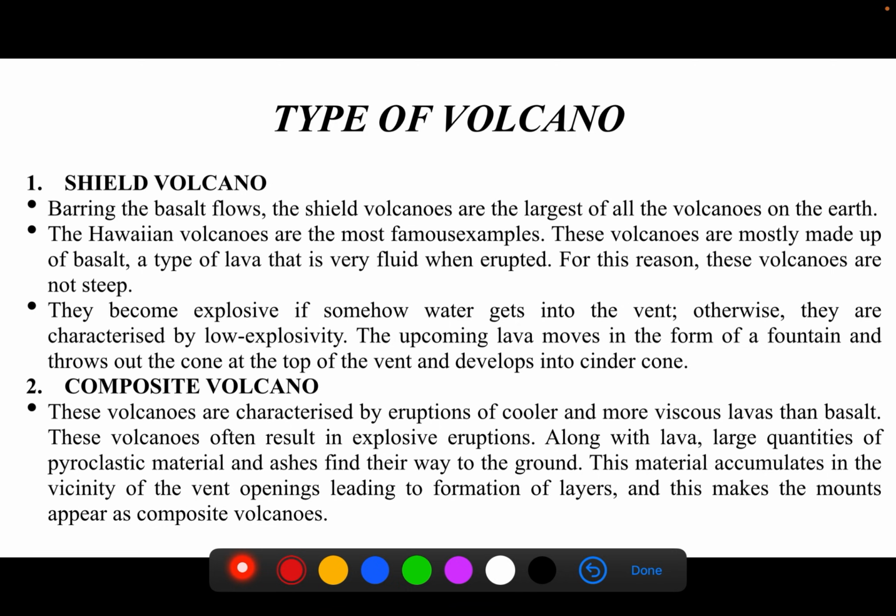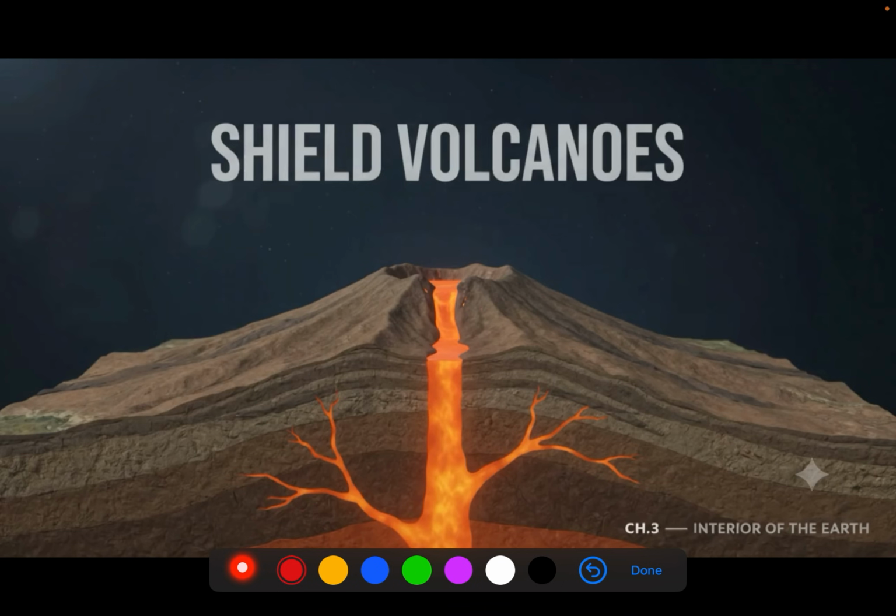Now let's understand that there can be different types of volcanoes, right? A volcano is just a vent or opening. Now what type of vent or opening is present, or what type of lava is coming, also plays an important role in determining the type of volcano that can be formed, right? So first let's understand a shield volcano. Let's see a basic video to imagine what a shield volcano is.